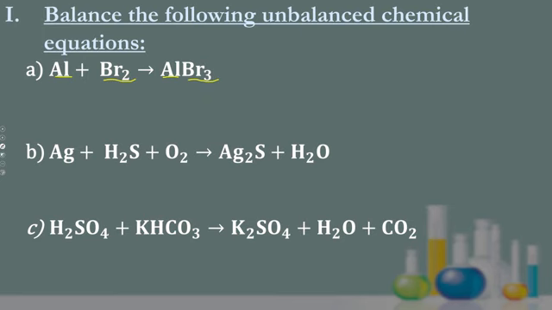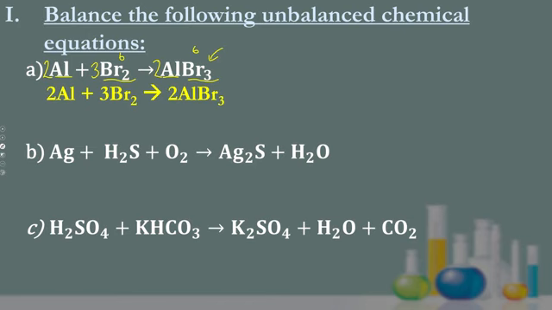Now the best way I like to do it is if we see there's an odd number here, try and make the number even. So let's say I put a 2 here, okay? And then bromide is already 2, so I have 2 aluminiums. 2 times 3, I have 6 bromides in total. So to make this into a 6, I need a 3 here. And so that's my equation.